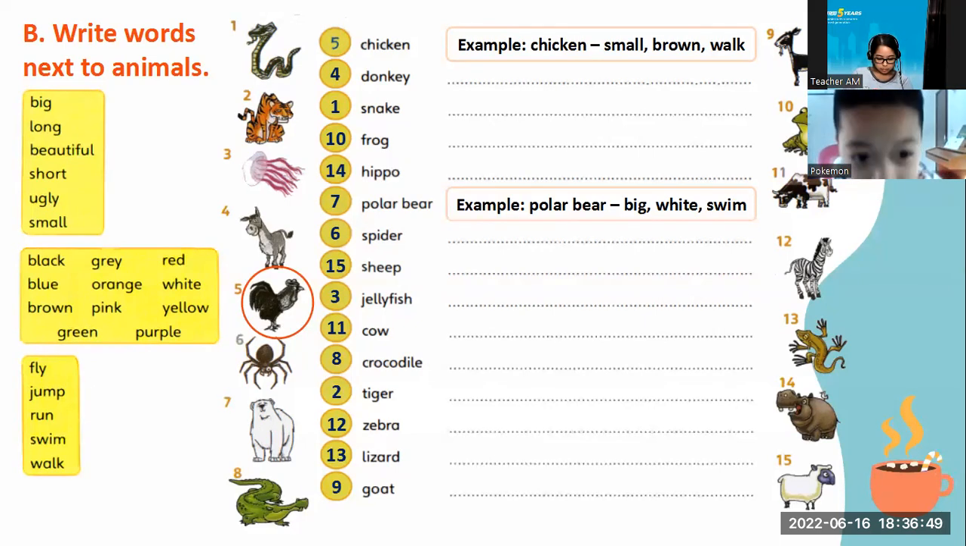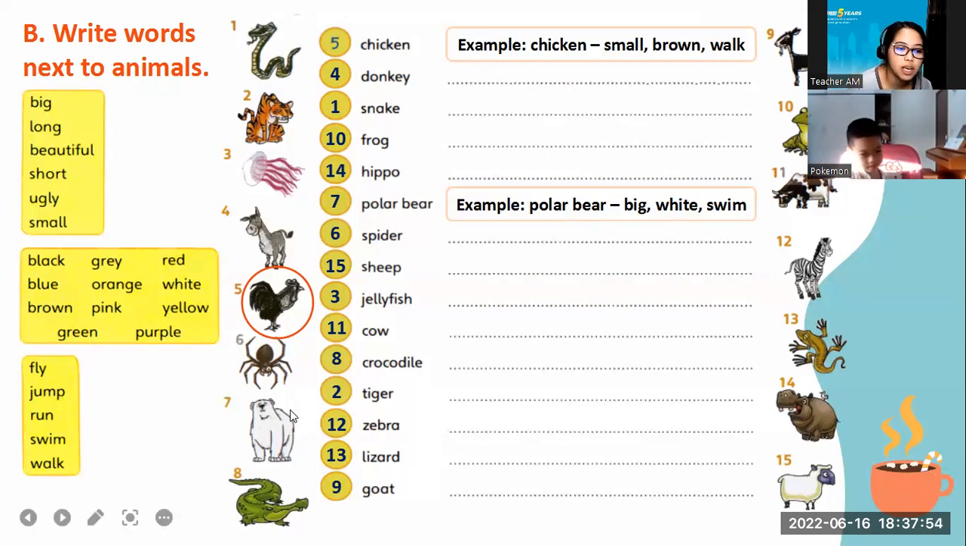Okay, continue, Jack. The jellyfish is small and is purple. It can swim. The donkey is short. It's the color gray. And it can walk. The chicken is beautiful. It's black. And it can walk. A spider is small. It's the color black. It can... wait a minute. Come on, teacher. There's no... making webs. Okay, so that's enough.